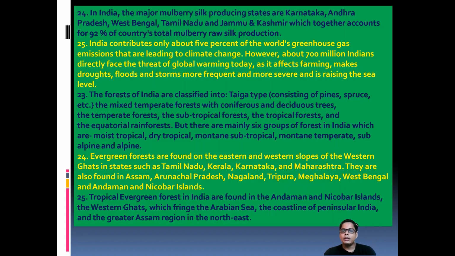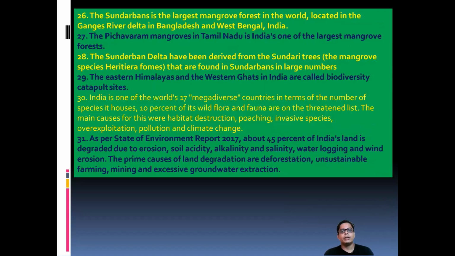Then tropical evergreen forest is found in India in the Andaman and Nicobar Islands and the Western Ghats, which fringe the Arabian Sea, and perhaps you can say the coast of peninsular India and the greater Assam region. So that is the tropical evergreen forest. Tropical evergreen forest means this type of forest never sheds its leaves. So this thing we have to understand.